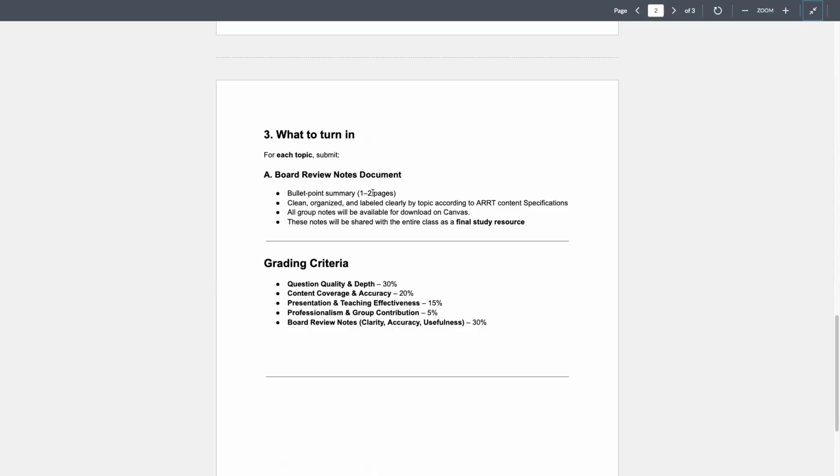Again, this just goes over what we want out of that. And then grading criteria for all of this. The first thing I'll grade you on is the questions. Did you think through and come up with some good questions? Did you think through quality and depth? Does it help us learn as a class? The other one will be content and coverage and accuracy of the information you present. Presentation, teaching, and effectiveness, I'll do a 15%. Professionalism and group contribution 5%, and then the notes that you give will be 30%.